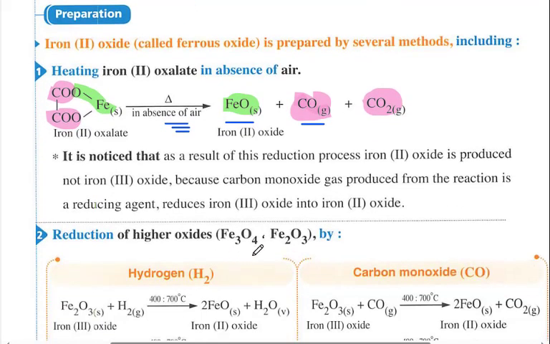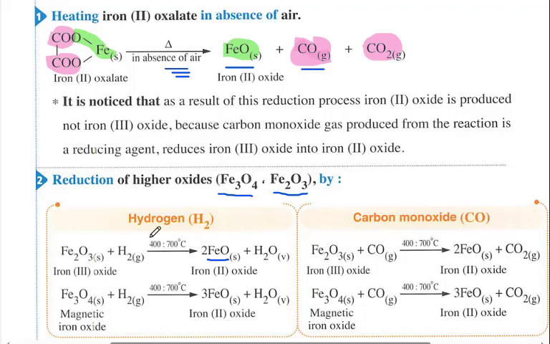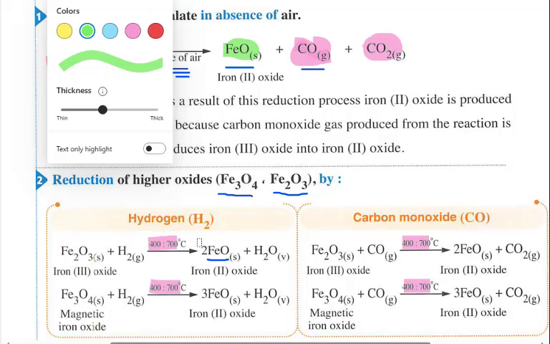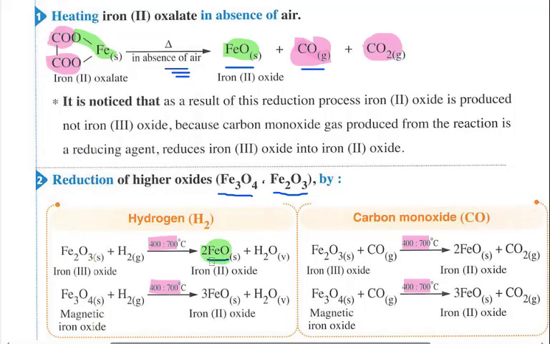Here we can obtain the ferrous oxide or iron 2 oxide from ferric oxide or magnetic iron oxide. How do we make it? You have to remember that this temperature is very important, from 400 to 700. It produces in this temperature only ferrous oxide, iron 2 oxide. Iron 2 oxide is produced.